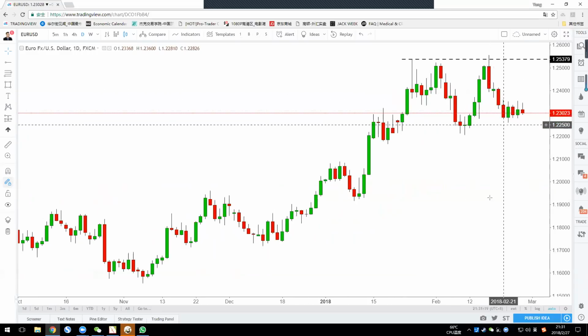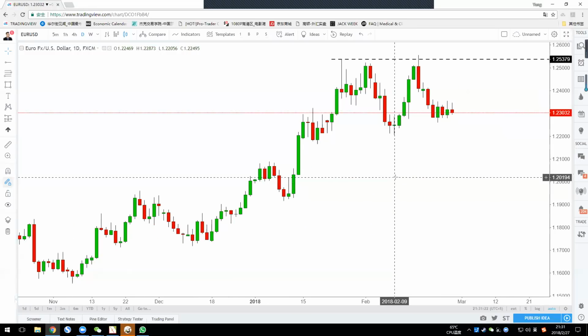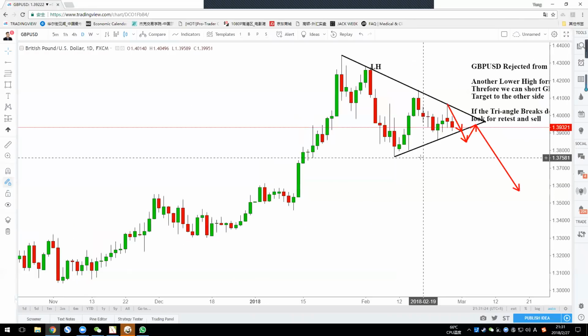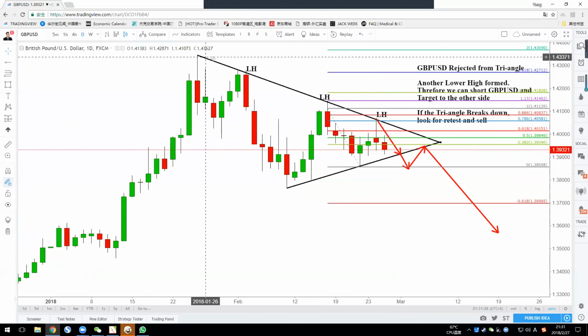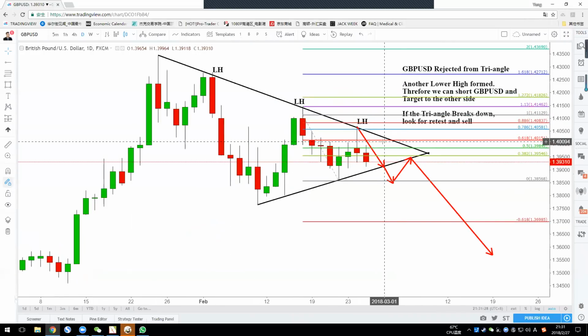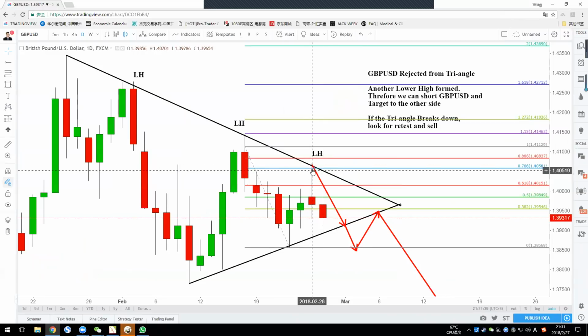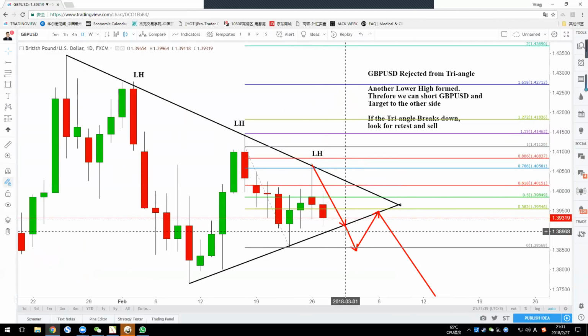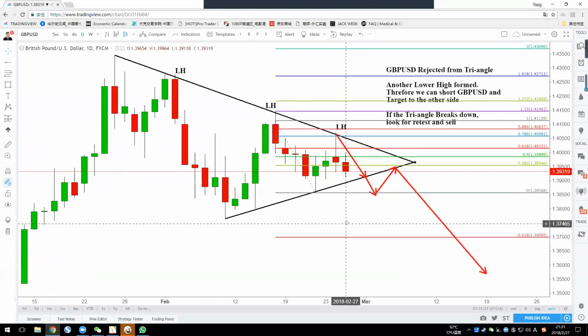So euro already starts falling. How about sterling? Sterling, yes, a lot of lower highs. Okay, just as yesterday I already published, we can short sterling, right? If you short by then you can actually earn about maybe 60 pips or 50 pips.